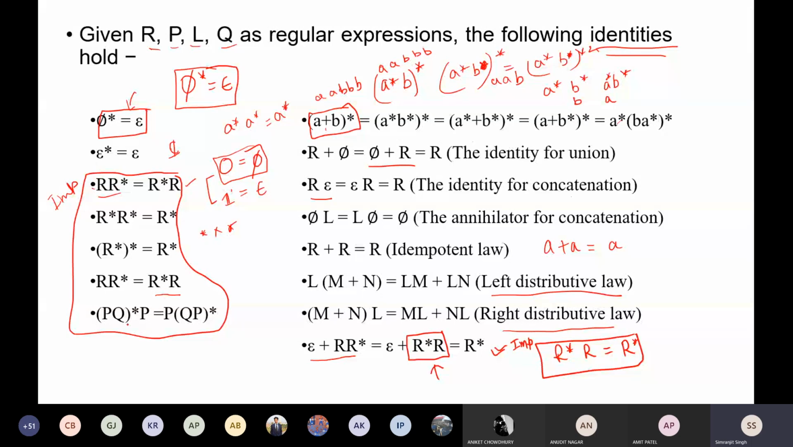(PQ) star P: if you remember, you can change the internal placement of PQ. You can take this Q to the front and write it as P(QP) star. It is also possible. These are some important expressions that you have to keep in mind. The application of these is not always immediate, but for some expressions you will see the application very easily.